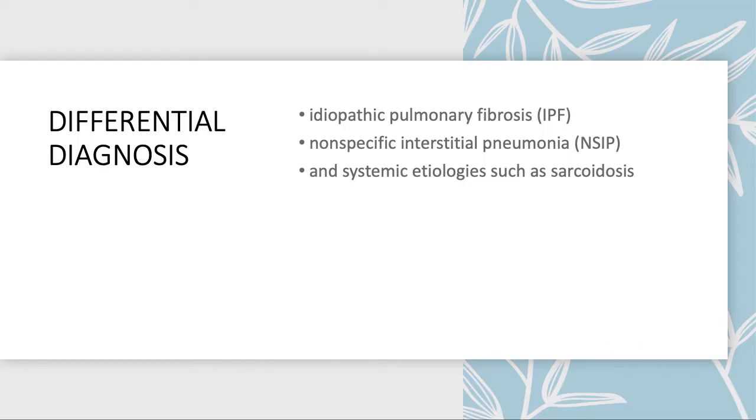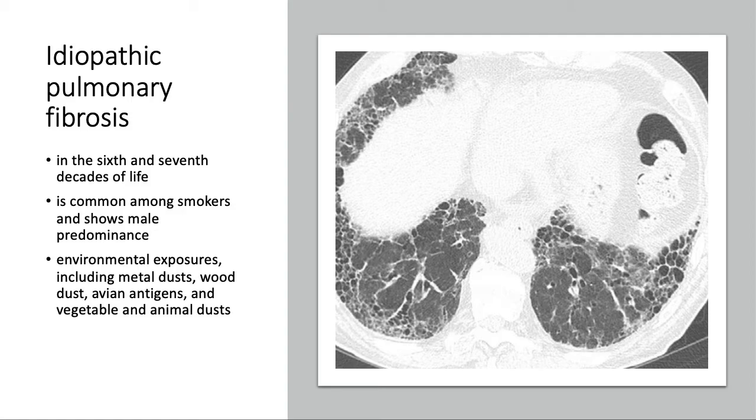The differential diagnosis for fibrotic hypersensitivity pneumonitis includes idiopathic pulmonary fibrosis, nonspecific interstitial pneumonia, and sarcoidosis. Idiopathic pulmonary fibrosis is a chronic fibrosing idiopathic interstitial lung disease that occurs more commonly in the 6th and 7th decades of life, is common among smokers and shows male predominance, and environmental exposures including metal dusts, wood dust, avian antigens, and vegetable and animal dusts are associated with an increased risk of developing idiopathic pulmonary fibrosis.